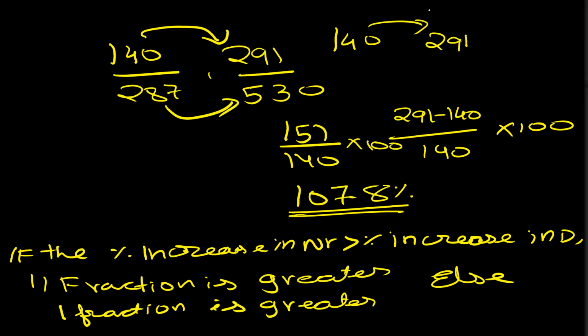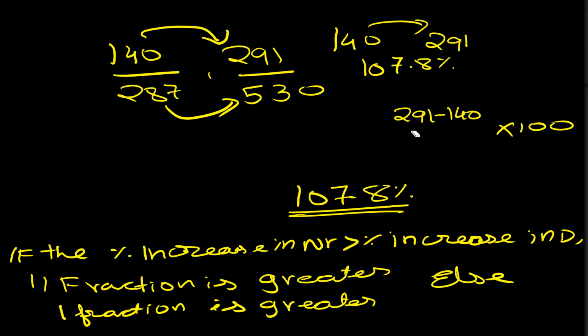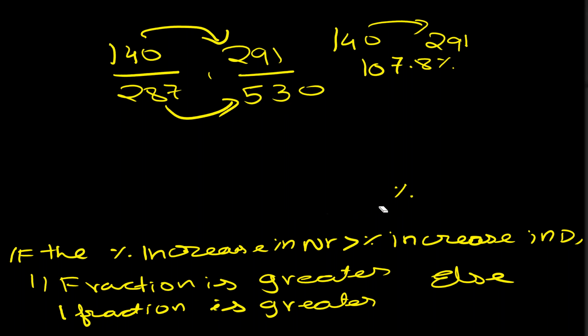Now, still no doubt? Fine. So now, when this 140 is being increased to 291, how many percentage is it increased? It is increased 107.8 percentage. When I'm comparing the numerator, 140 is increased to 291. How many percentage? 107 percentage. Now I'm supposed to find the second thing: how many percentage it has increased in the denominator.